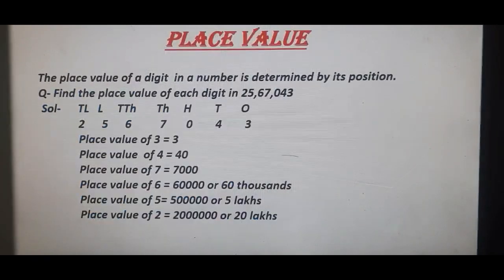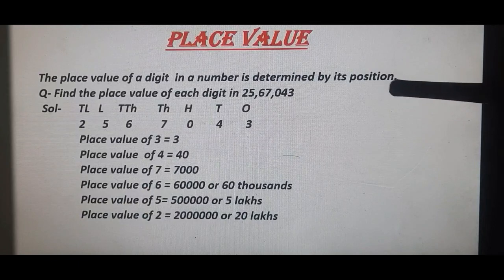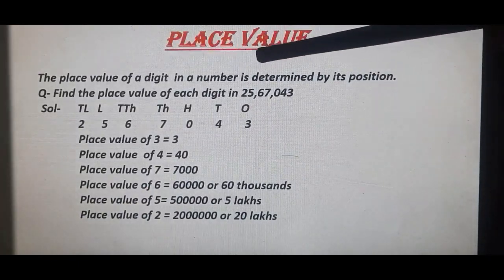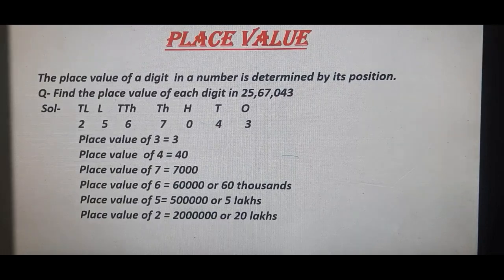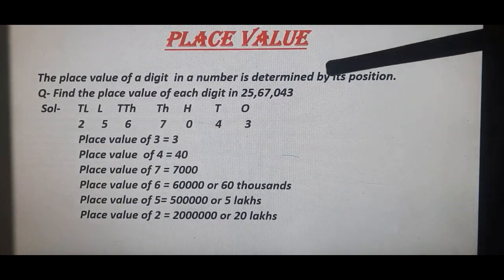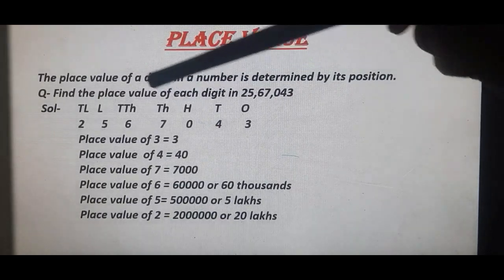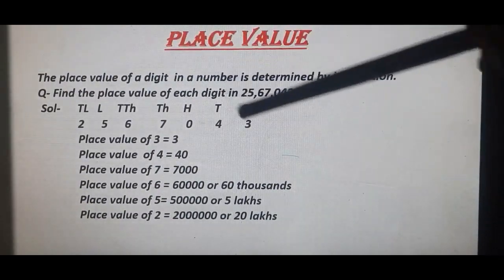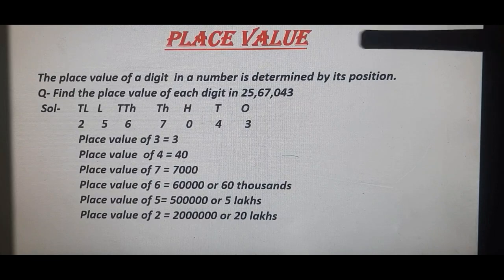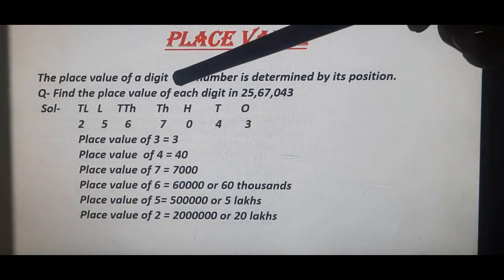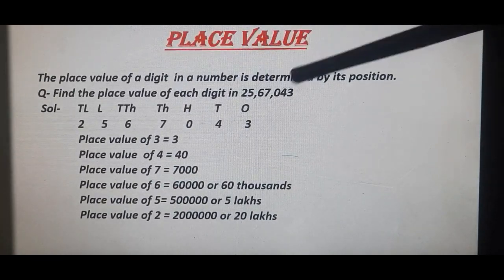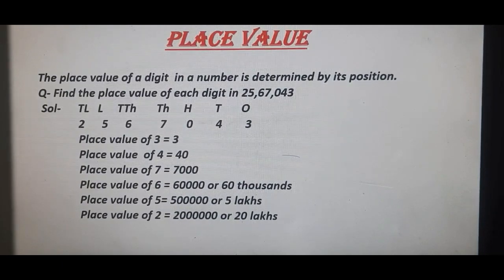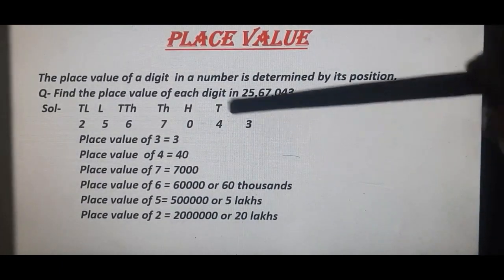Right? Now next is place value. The place value of a digit in a number is determined by its position. Position will tell the place value of the digit. So find the place value of each digit in this given numeral. This numeral is 25,67,043. So we have to write down the place value of each digit.